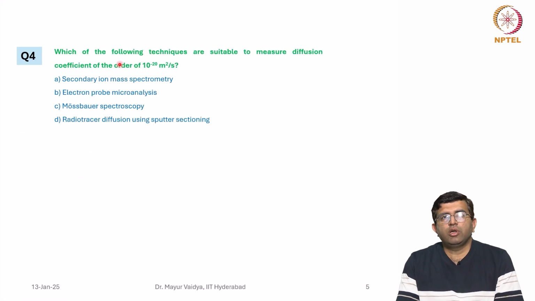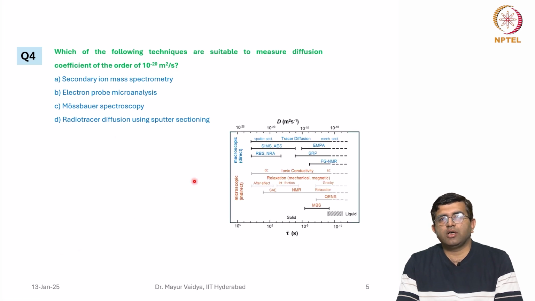Question number 4. Which of the following techniques are suitable to measure diffusion coefficient of the order of 10 power minus 20 meter square per second? We have seen this graph in the very first lecture of this week, which gives you the range of diffusivities various techniques can measure.